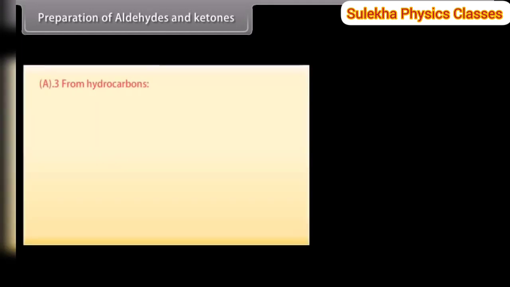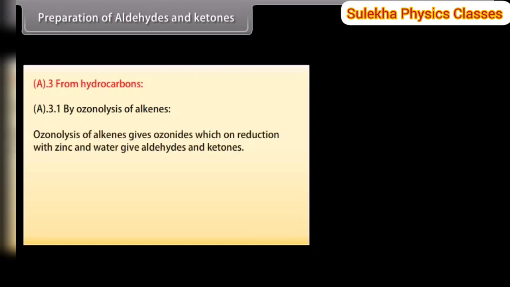Preparation of aldehydes and ketones. From hydrocarbons. By ozonolysis of alkenes. Ozonolysis of alkenes gives ozonides, which on reduction with zinc and water give aldehydes and ketones.